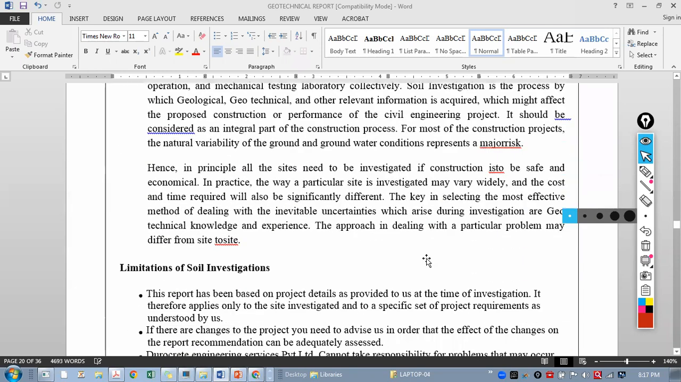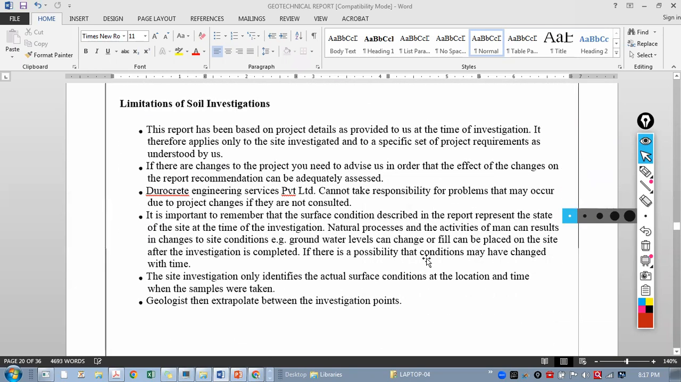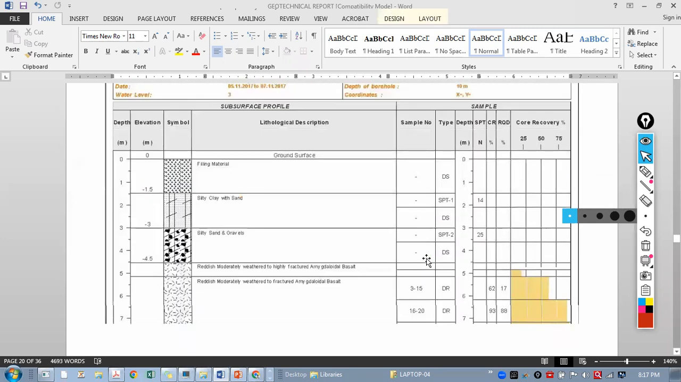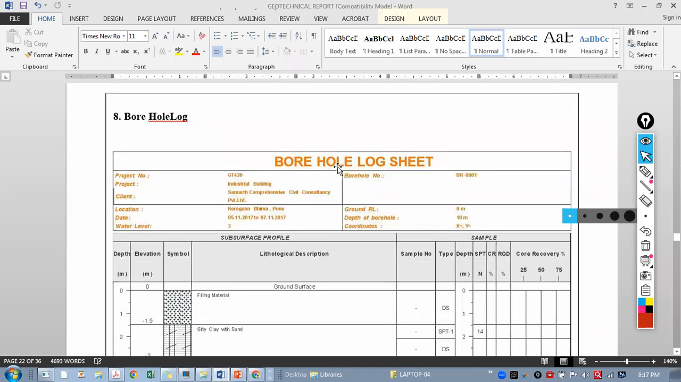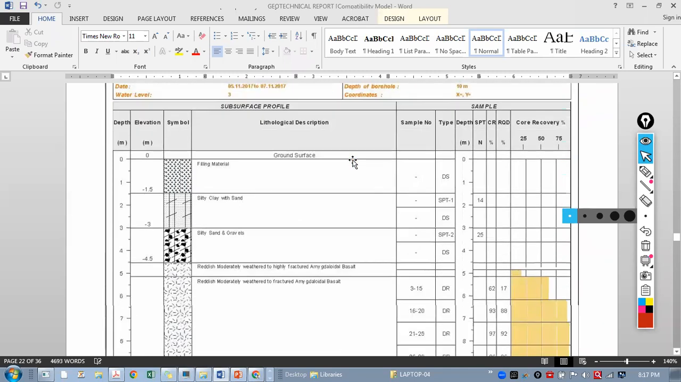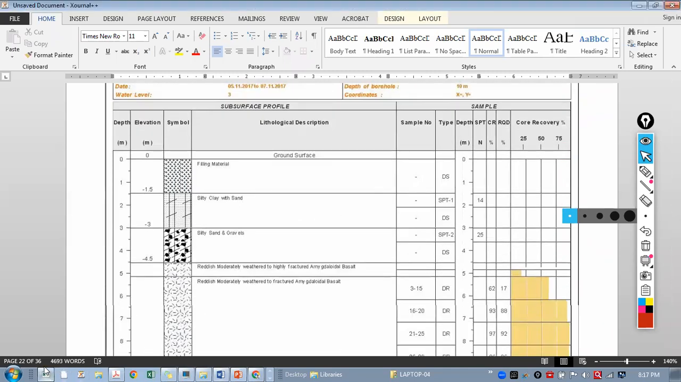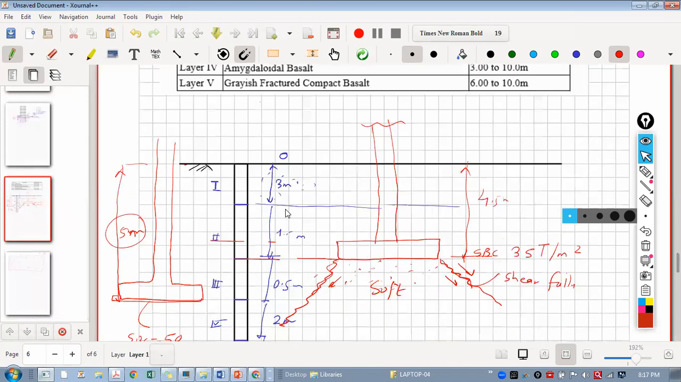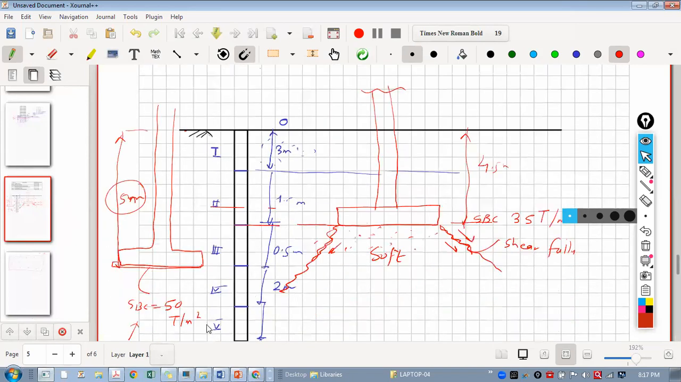All data is related with their investigation: who has done the investigation, how they have done it, what technical parameters they have taken. Now this is the borehole log sheet actually, whatever I have drawn here. This one. This is the graph below the ground.